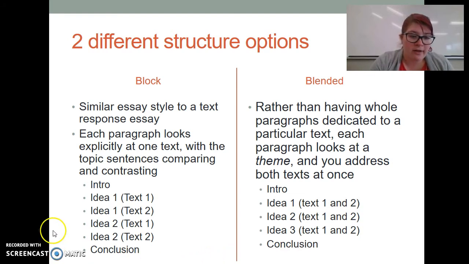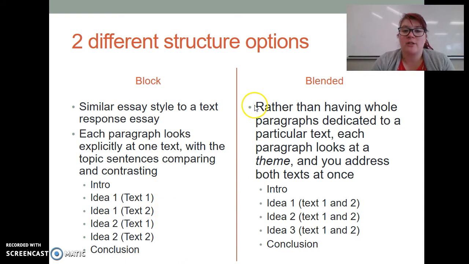So what you have in a block approach is you have your introduction, you look at the ideas together. So your first main argument, you have a paragraph about text 1 using that argument. Then you talk about the same argument with text 2. This one, as you can see, has 4 paragraphs. So then you move on to your second idea. Idea 2 with text 1 as 1 paragraph, and then idea 2 with text 2 as another. So you end up writing quite a bit more, but as I said, if you are struggling with structure and you're struggling with expression, this might be the way to go.